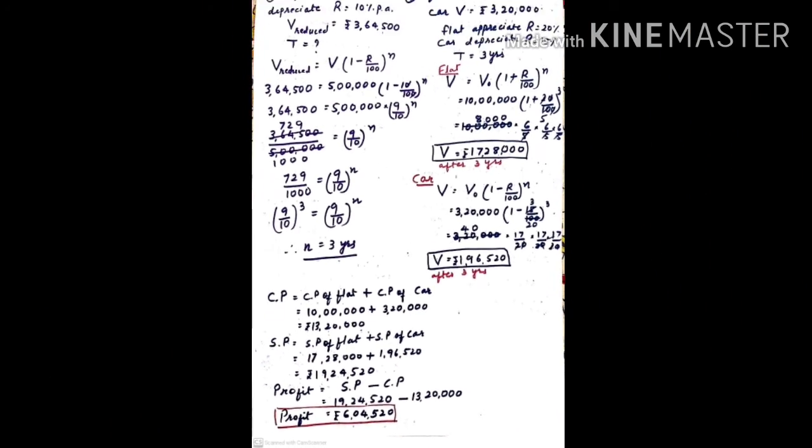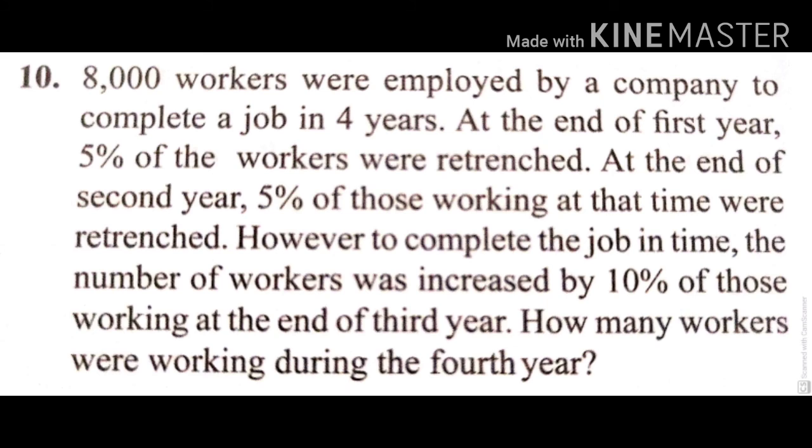Okay, now move on to the next question. Question number 10. It is here: 8,000 workers were employed by a company to complete a job in 4 years. Means time period 4 years and number of workers here 8,000. At the end of the first year, 5% of the workers were retrenched. Meaning of retrench is decrease or become small. So here 5% of workers are removed from the company.